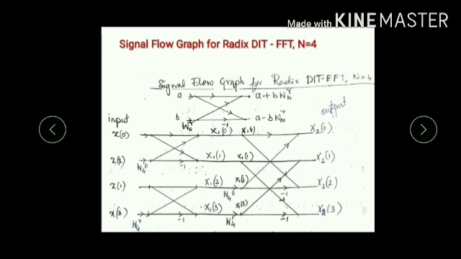Why? As I said, for a DIT FFT, always the input will be in bit reverse order. The output will be in natural order, 0, 1, 2, 3. Here 0, 2, 1, 3. So compare these two structures. So it is almost similar.